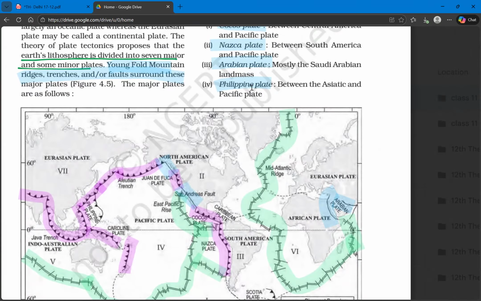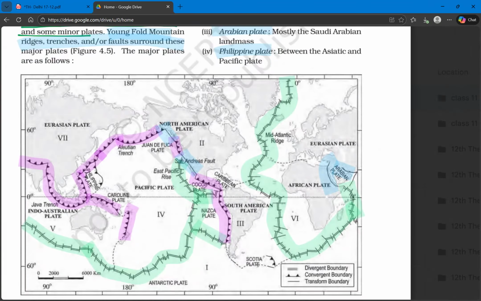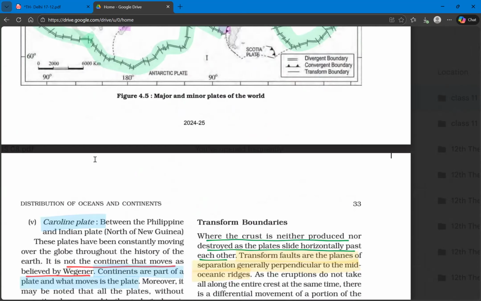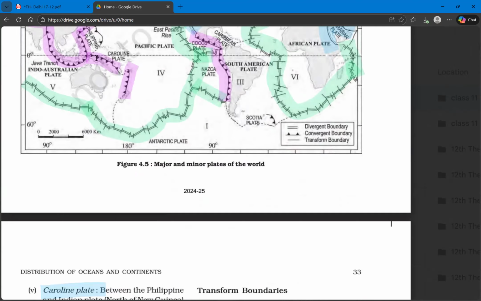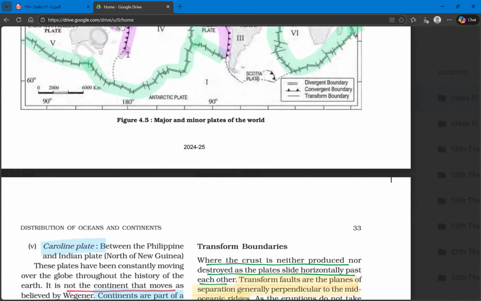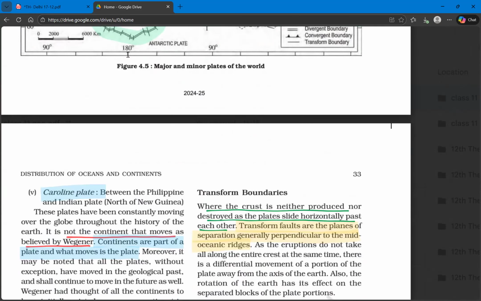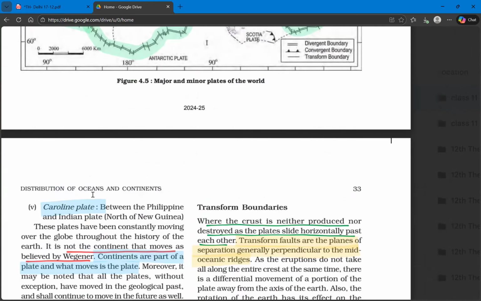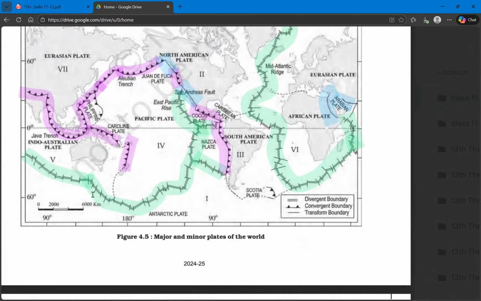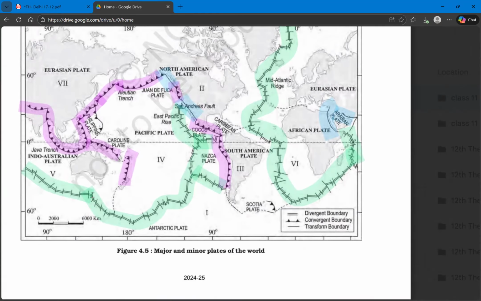And the next one is the Philippine plate. Philippine, here, above Australia. And the fifth one is the Caroline plate. Where is Caroline? Here, to the left side of the Philippine plate. So these are the minor plates that are proposed in the theory. And we also have the Indian plate.